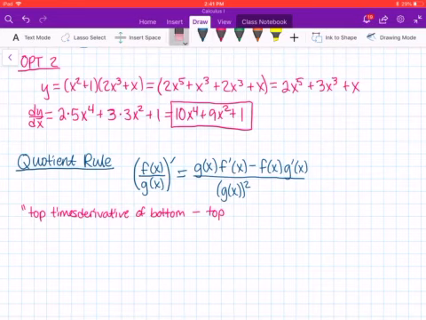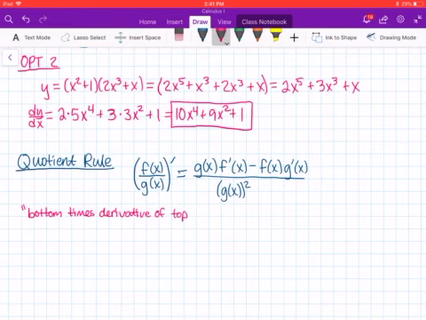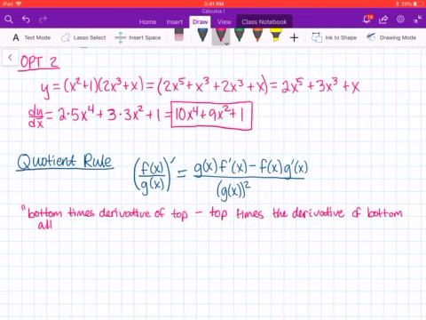Okay, we got to start over again. Sorry about that. Here we go. We got the bottom times the derivative of the top. Minus the top times the derivative of the bottom all over bottom squared.